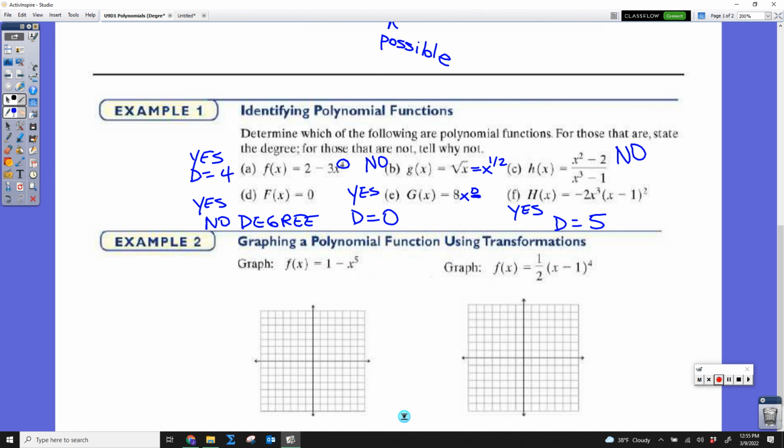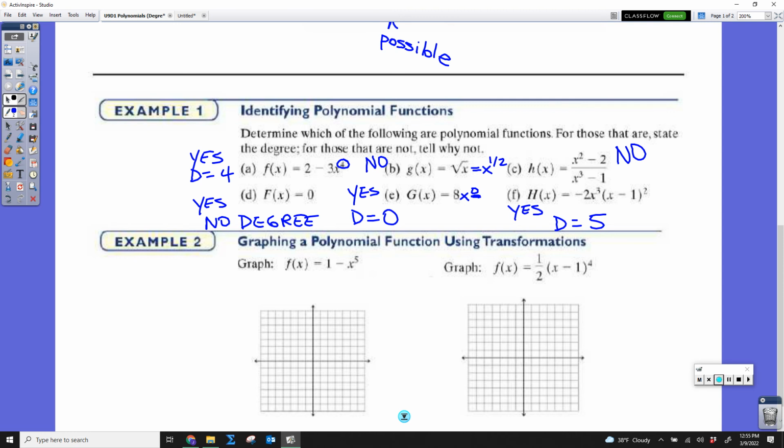He's good. Go ahead. That clear that up a little bit, Sam? Okay. Any questions about degrees or determining what's a polynomial? That's the basic part before we go any further.